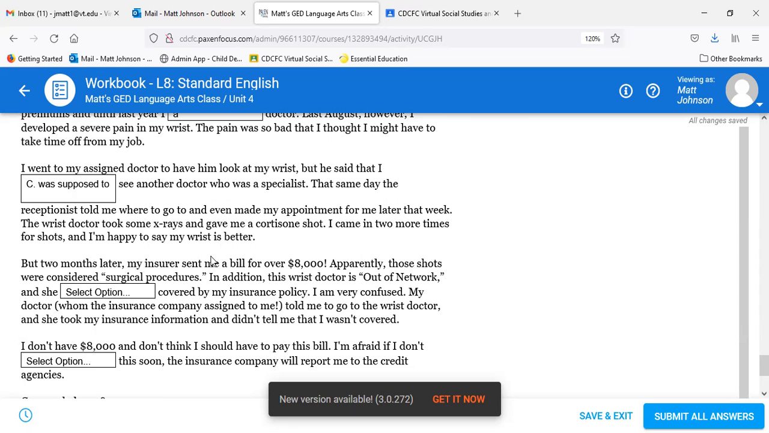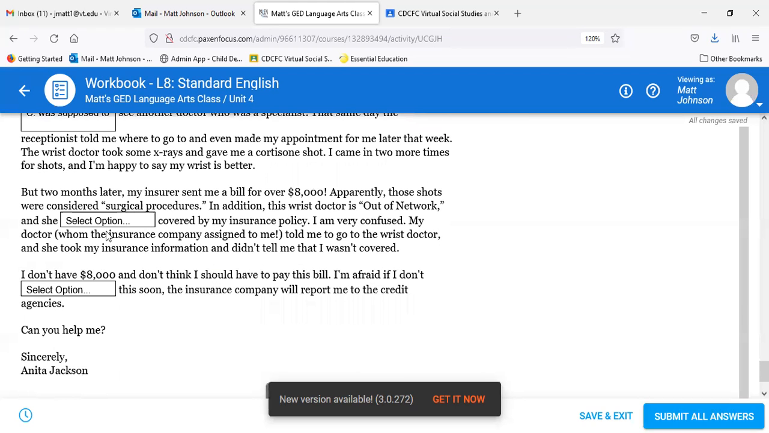So see there. That same day, the receptionist told me where to go and even made my appointment for me later that week. The wrist doctor took some x-rays and gave me a cortisone shot. I came in 2 more times for shots, and I'm happy to say my wrist is better. 2 months later, my insurer sent me a bill for over $8,000. Apparently, those shots were considered surgical procedures. In addition, the wrist doctor is out of network, and she blank covered by my insurance policy.